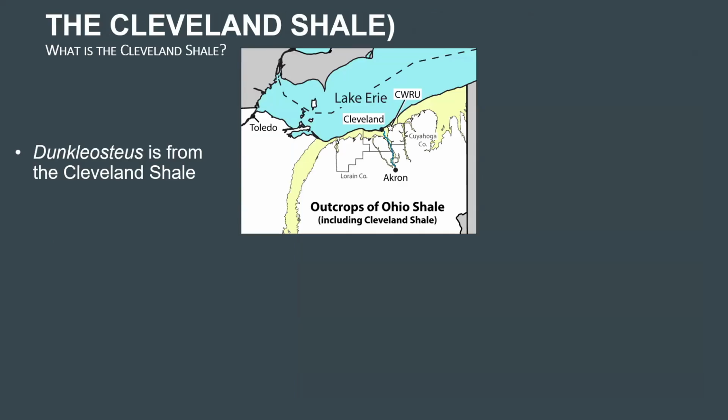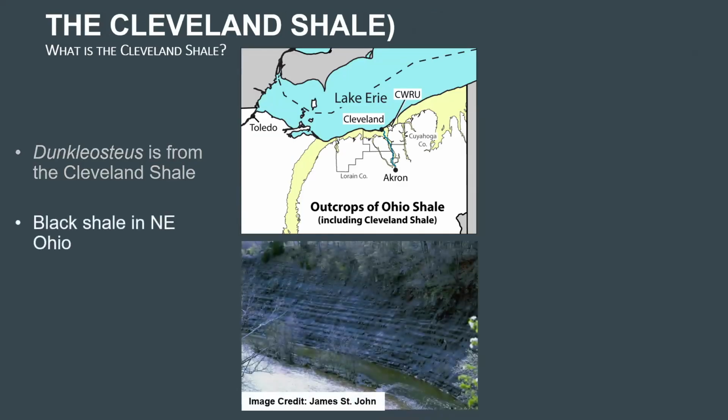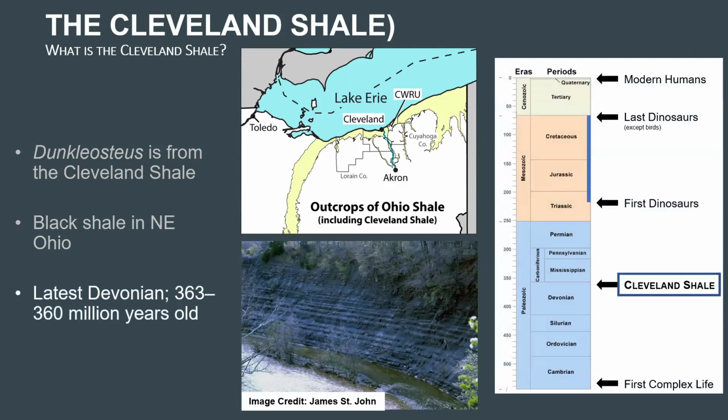So Dunkleosteus is from the Cleveland Shale. And this is a black shale unit in northeastern Ohio. It's a black shale because the rocks contain very high amounts of organic hydrocarbons. And this rock layer dates to the late Devonian period, between 363 and 360 million years ago. And this is significantly older than the dinosaurs, just for reference.